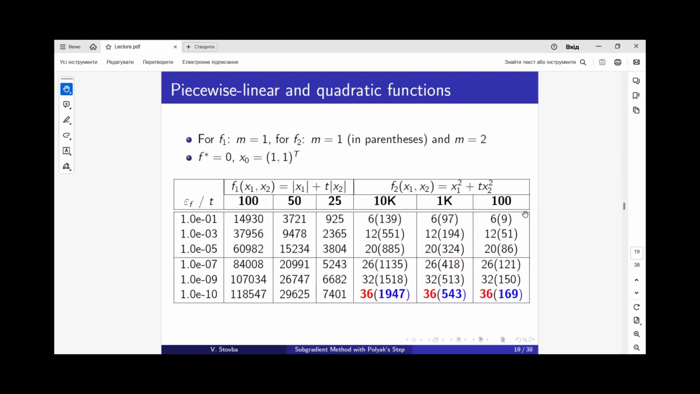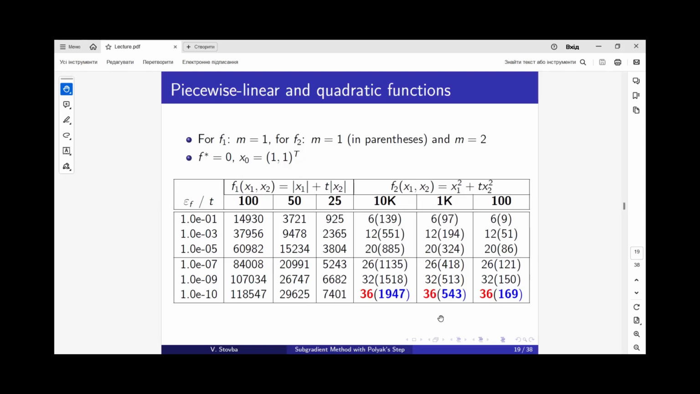On this slide, we can see some numerical results for piecewise linear and quadratic functions. For the first function, we can use only m equals 1. For the quadratic function, we can use m equals 1 and also 2. The number of iterations for m equals 1 is presented in parentheses here. In this table, you can see the number of iterations for different accuracies. As you see, with red color we highlighted the number of iterations for this method if we used m equals 2. So here, in comparison, 36 with 1947, it's quite a big decrease in iterations.